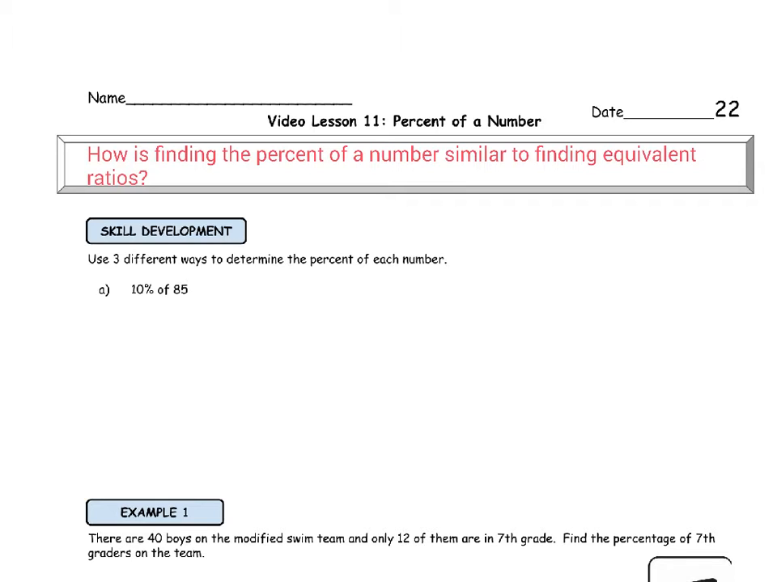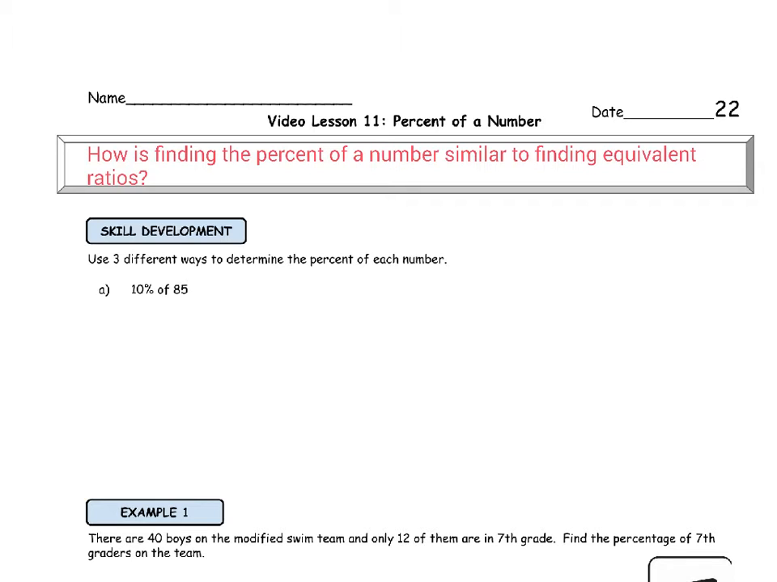Today's question of the day says, how is finding the percent of a number similar to finding equivalent ratios? I think that what you're going to see is similar strategies used in the past with equivalent ratios. We're going to be using those same strategies to find the percent of a specific number. Let's go ahead and get started.